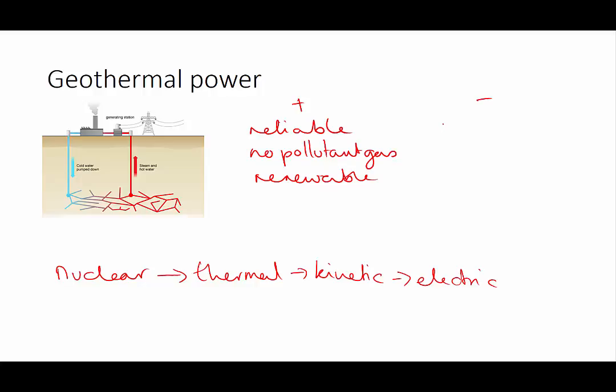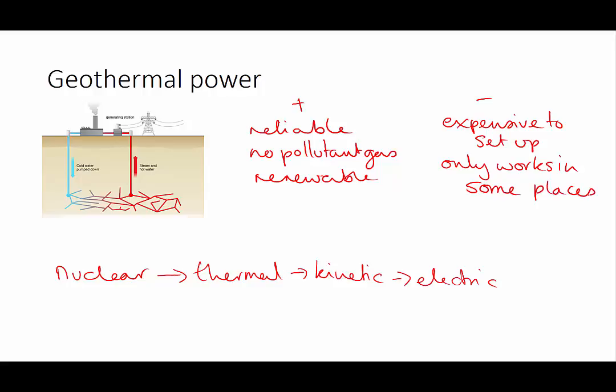However, the disadvantages: it's really expensive to get it set up in the first place because you have to drill down quite deep into the ground. And the other problem is that it's only available in certain places. So in this country, the best place to find those radioactive rocks under the ground is in Cornwall. Iceland relies very much on using geothermal energy as well, so they've got a great supply of it. But there are other parts of the world where you wouldn't be able to use geothermal power.